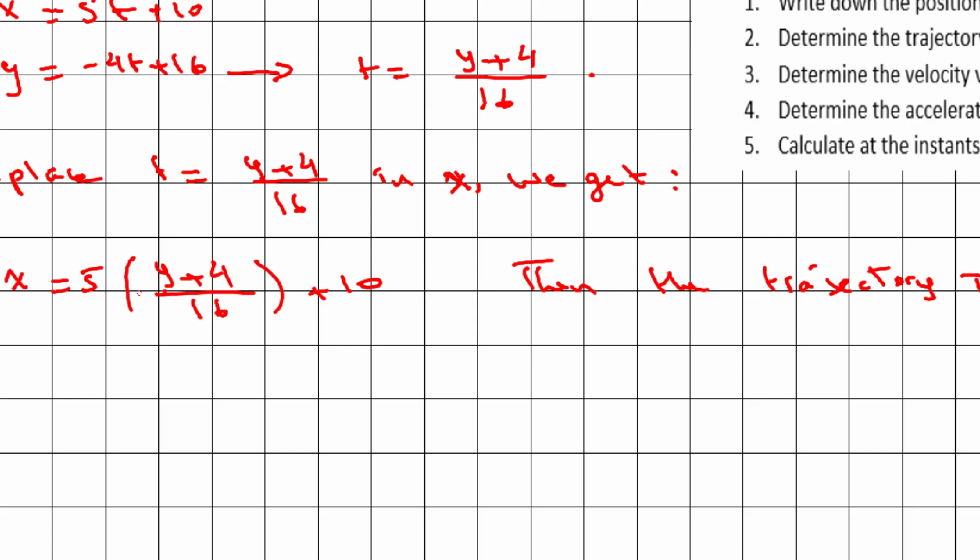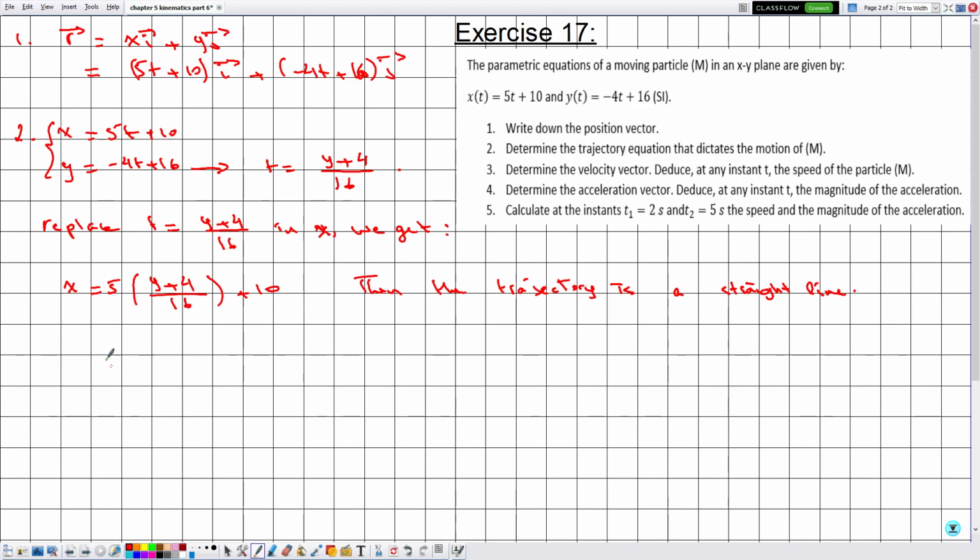The slope and the y-intercept of this line can be determined by writing this equation in the form of y equal to ax plus b. Then a represents the slope and b represents the y-intercept.